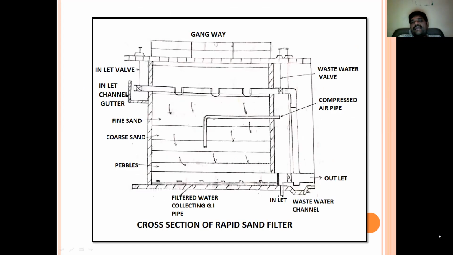And have a look over here. See here, through the inlet channel. This is the wall to control the flow. See, through the inlet, water enters and will be distributed uniformly. This is the filter bed: fine sand, coarse sand, pebbles, that means gravels, in multiple layers. Understand? Through this pipeline, water will be distributed uniformly on the sand bed.